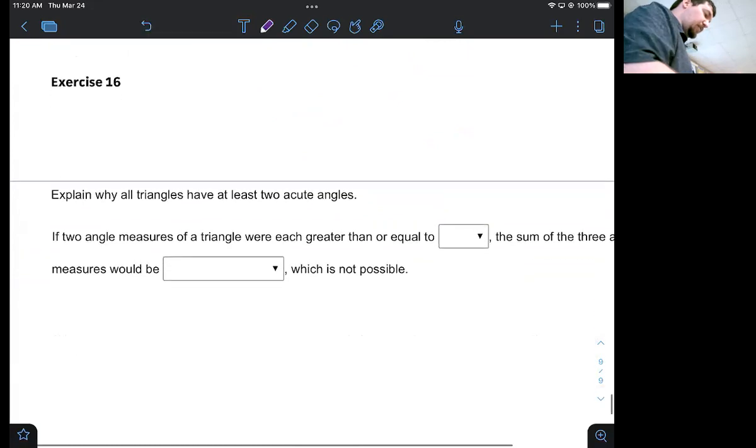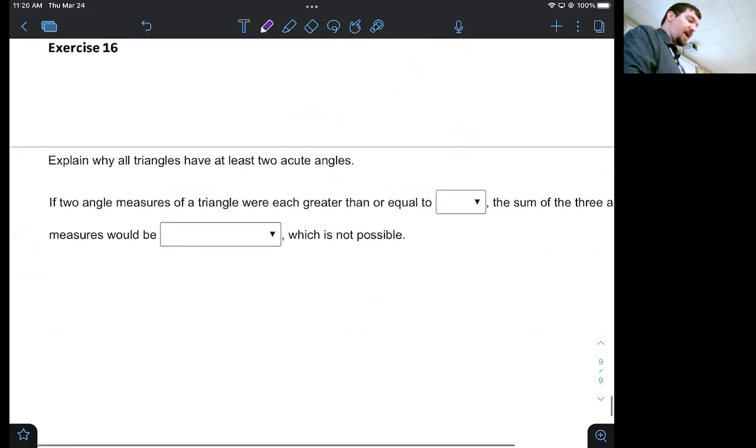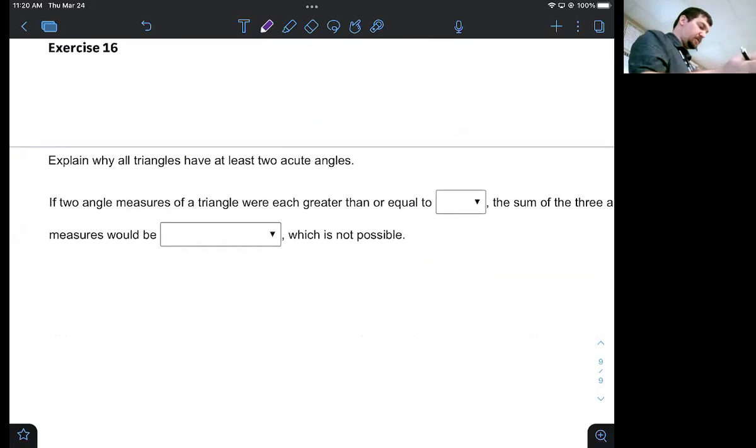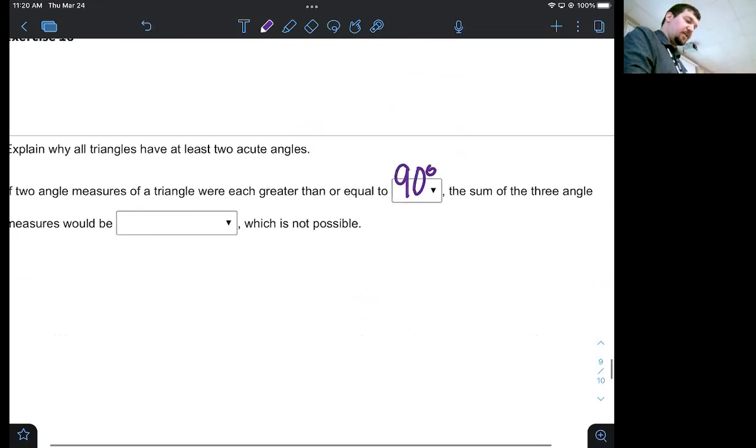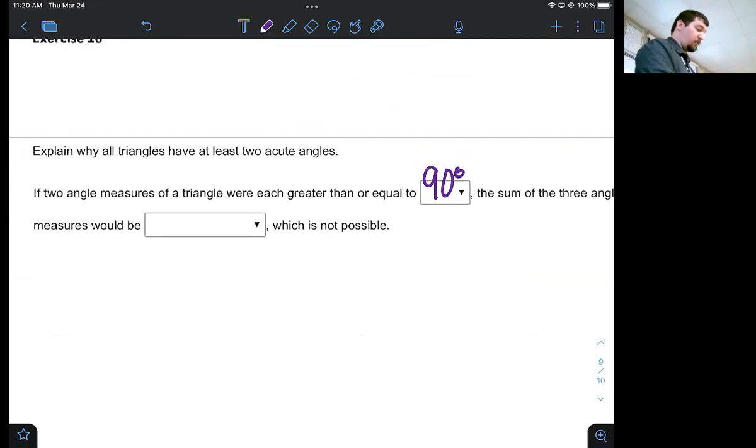And then the last one, number 16, explain why all triangles have at least 2 acute angles. And I've already said this in many different ways. Every triangle has at least 2 acute angles. If 2 angle measurements of a triangle were each greater than or equal to 90 degrees, meaning I had either 2 right angles or 2 obtuse angles, then the sum of all 3 angle measures would already be more than 180 degrees, which is not allowed. So you're not allowed to have 2 obtuse angles or 2 right angles.